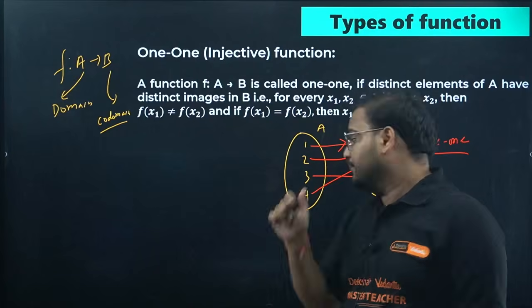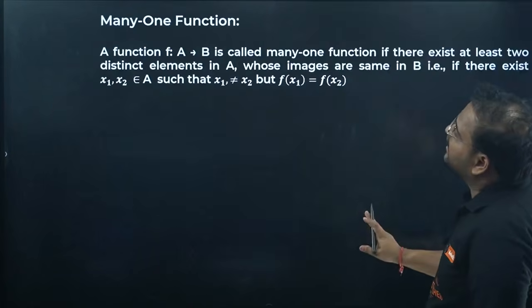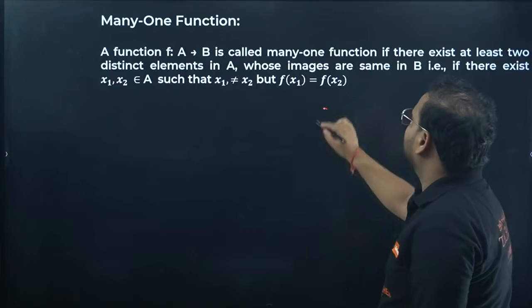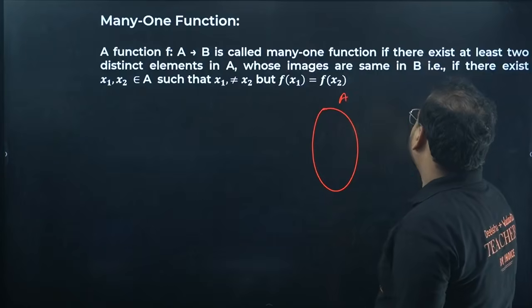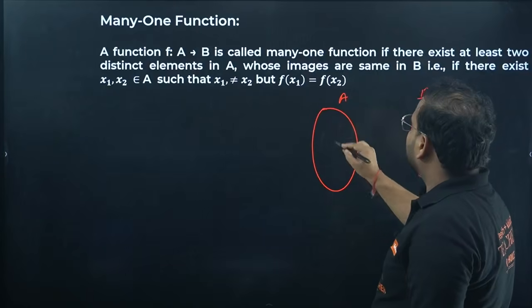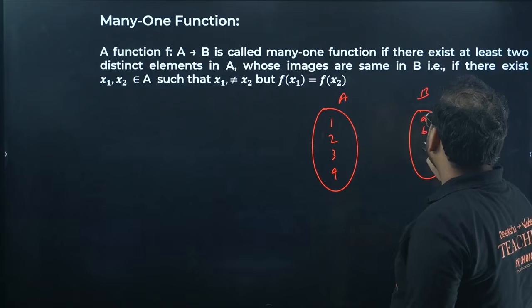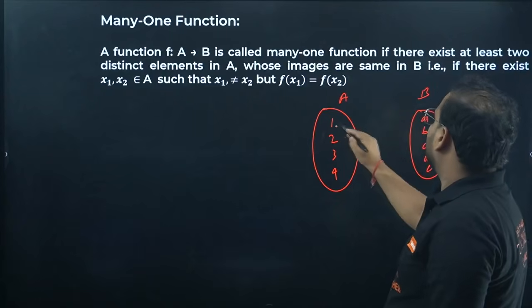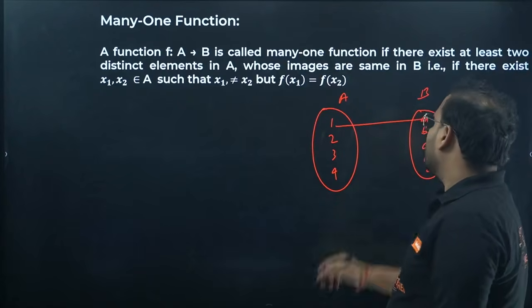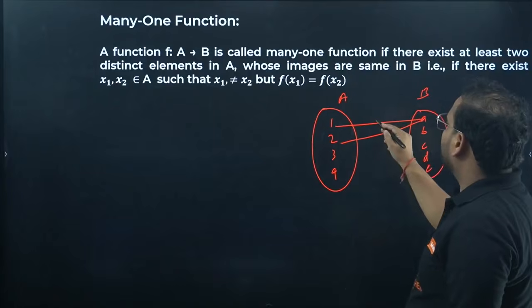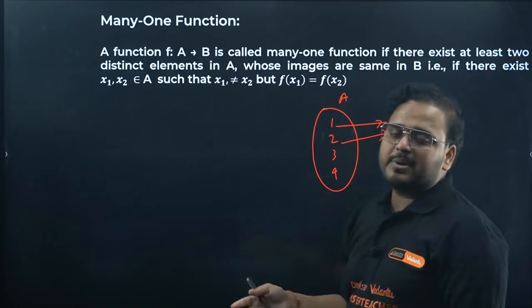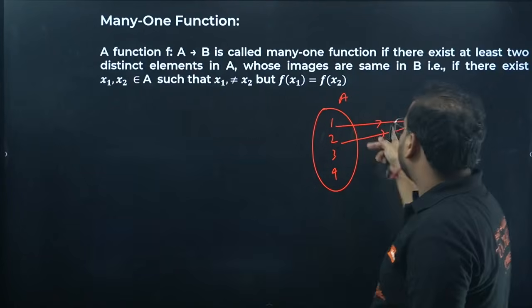If not, for example, do we have many-1? Yeah, we have many-1. So let me show you over here for the many-1. If it is A and it is B, and you have the elements, for example, 1, 2, 3, 4, and A, B, C, D, E. Let's say 1 goes to A, and 2 also goes to A. Means for 2 or more elements, we have the same image.